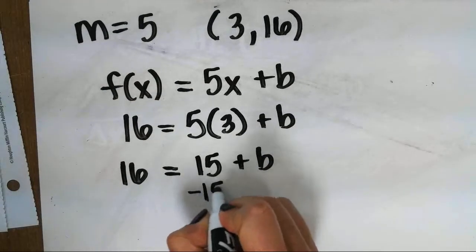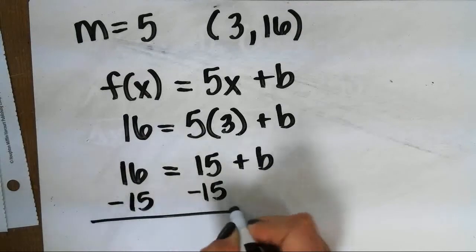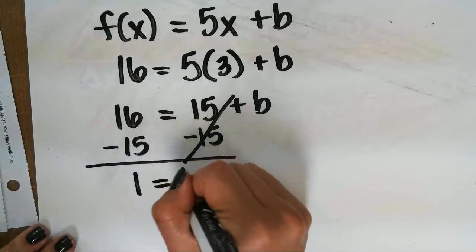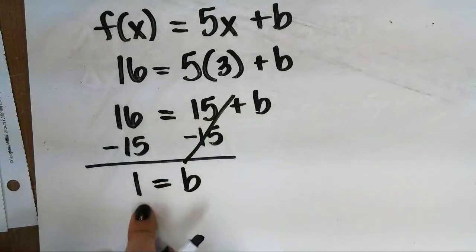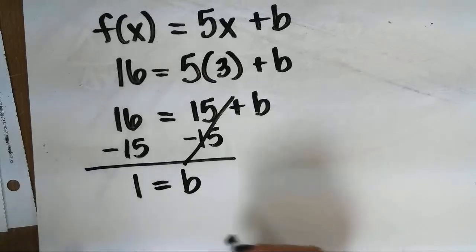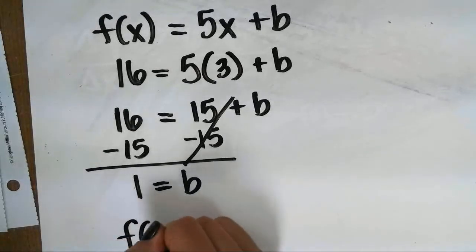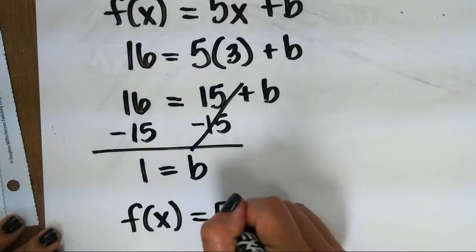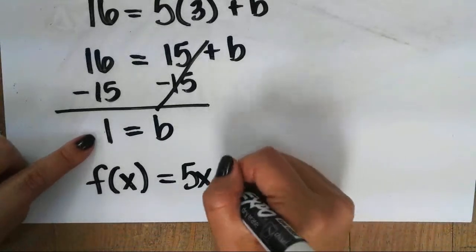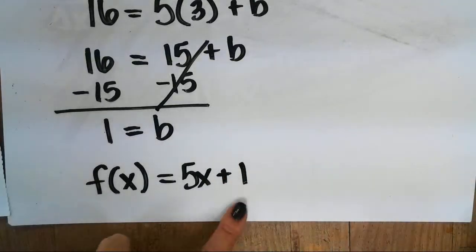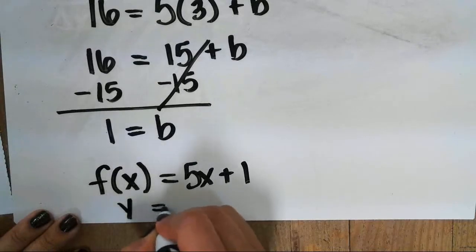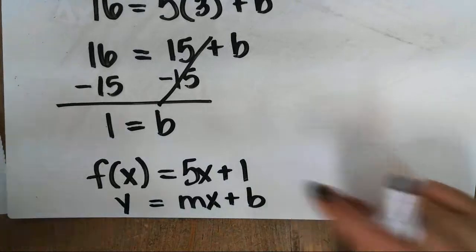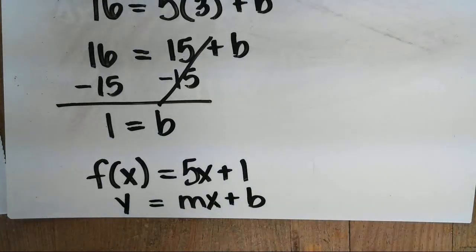So I need to subtract 15 from both sides. And 16 minus 15 gives me 1. And now I know that my b is 1. So my equation for this line is going to be f of x equals my slope of 5, so I have 5x plus 1 because that's my b. Okay, so again, this is y equals mx plus b. Okay, and so it's in slope-intercept form, and we're good. That's all you have to do.